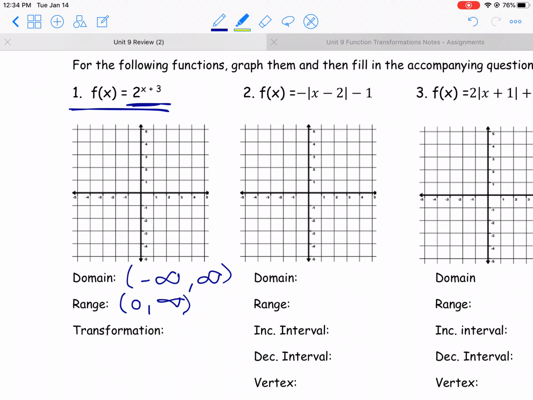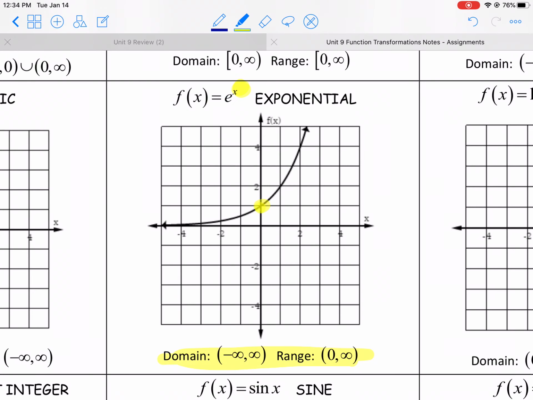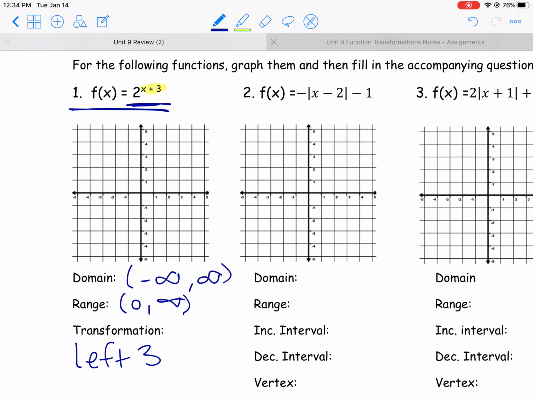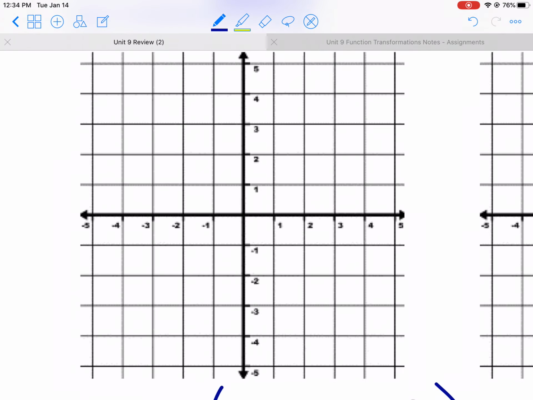Now we do have a shift right here that's inside the function adding 3, so that's telling us to go left 3. And so our parent function, notice, has a point at 0, 1, and at 1, 2, and at 2, 4, and then it's getting smaller over on this side. So I'm going to replicate that, except we're moving it, right? We're shifting everything to the left 3 is what we said. So we're going to have a point here, there, it's at 1/2 there, this one's up to 4.